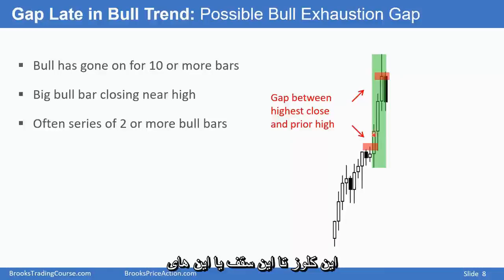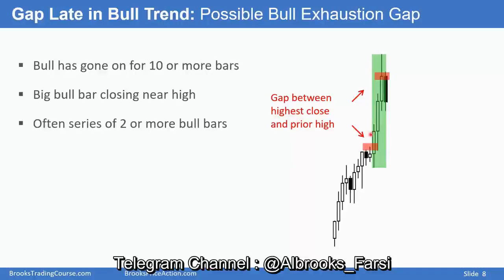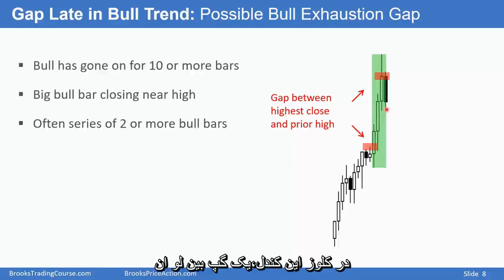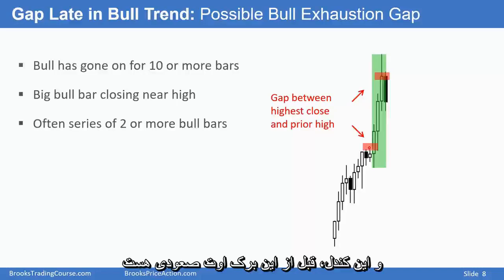This close to this high or that high, and then now the gap is here to down here, and at this point the gap is this close to that high or that bear high. At the close of this bar, we have a gap between its low and this bar before this bull breakout.